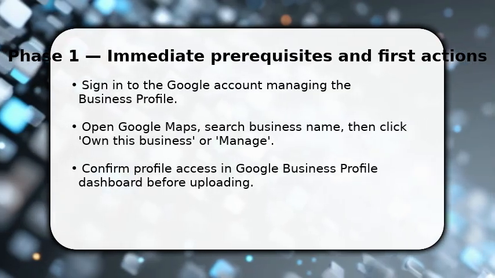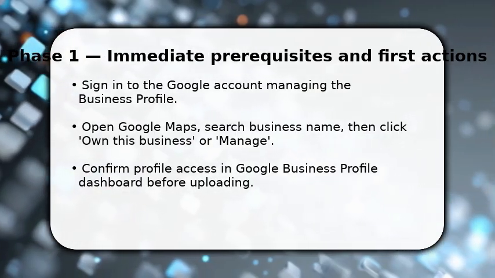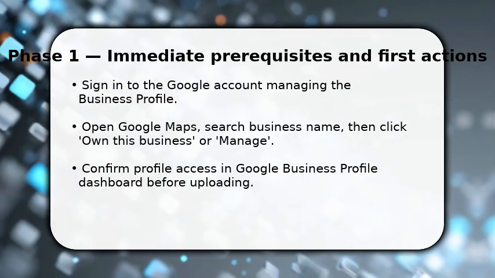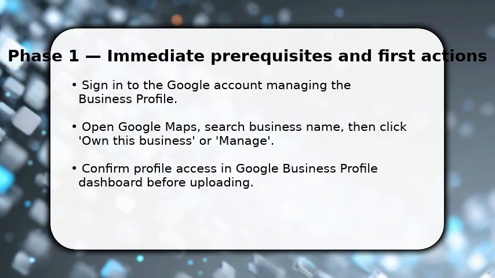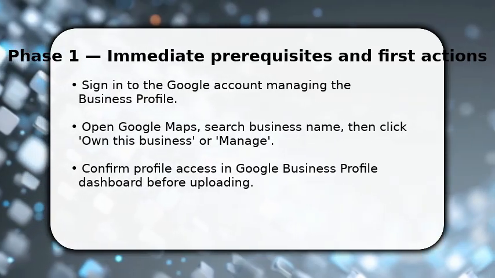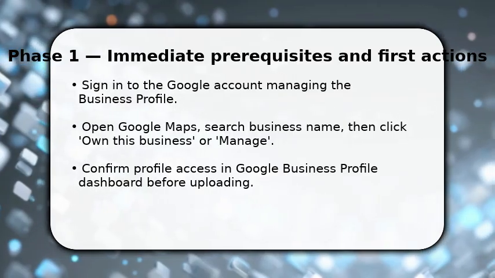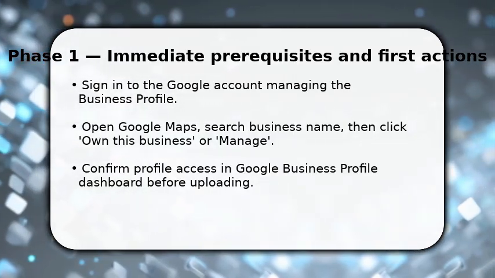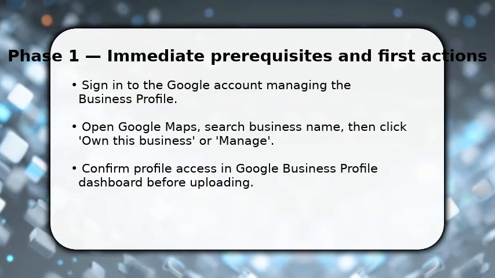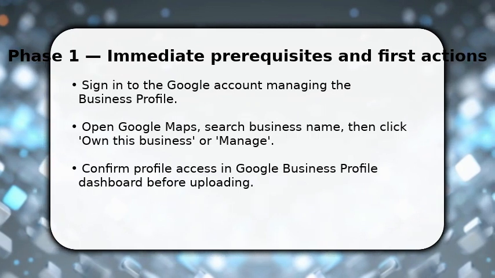You start by signing into the Google account that manages the business. This authorizes edits. Once signed in, open Google Maps and search your business name, then click the listing to open Profile Controls. If you haven't claimed it, choose Own This Business and follow verification prompts. This step links your uploads to the official profile, so Google treats them as authoritative. Make sure you use the account tied to the business profile, otherwise uploads won't be accepted or editable.